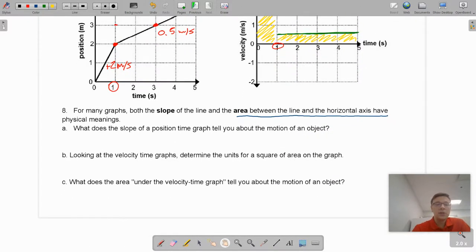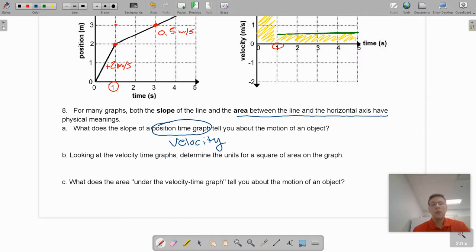All right, so it says, what does the slope of a position versus time graph tell you about the motion of the object? Well, we know that tells us the velocity of the object, right? That's nothing new. Okay.